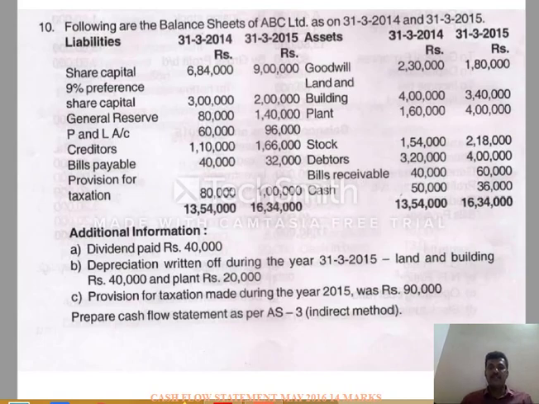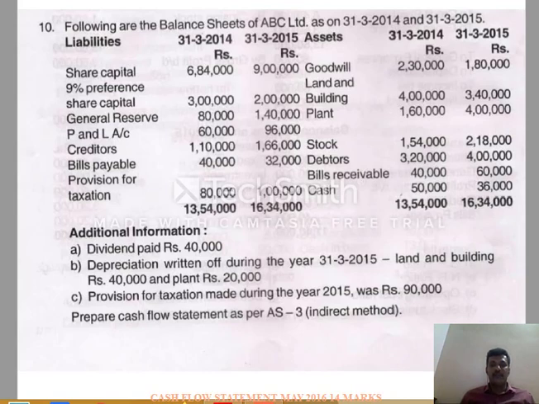Now let us classify the assets and liabilities into current assets and current liabilities, non-current assets and non-current liabilities. So here the components of current assets are stock, debtors and bills receivable, whereas cash will be adjusted at the end of the cash flow statement. Coming to current liabilities, there are two components, creditors and bills payable.